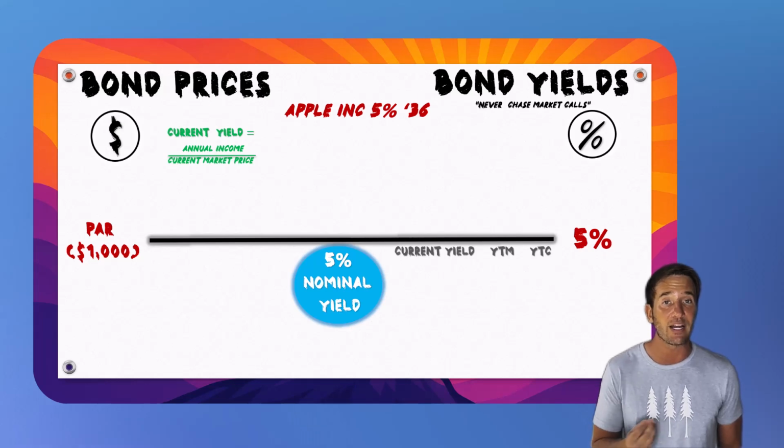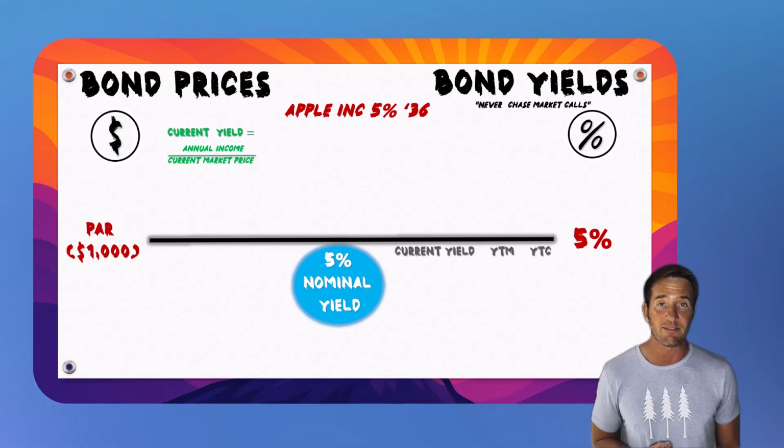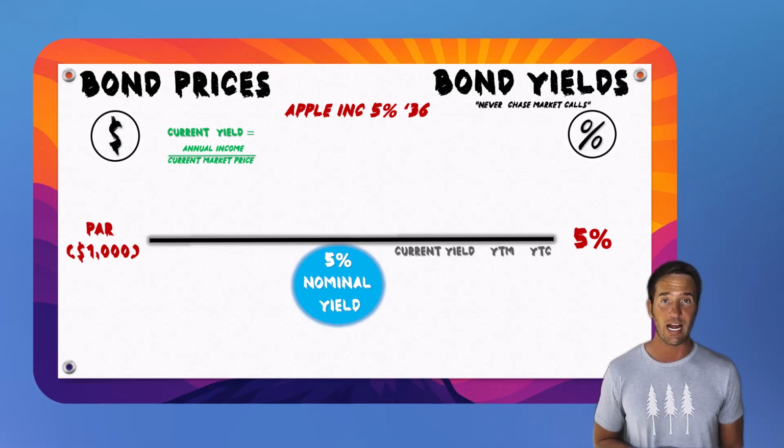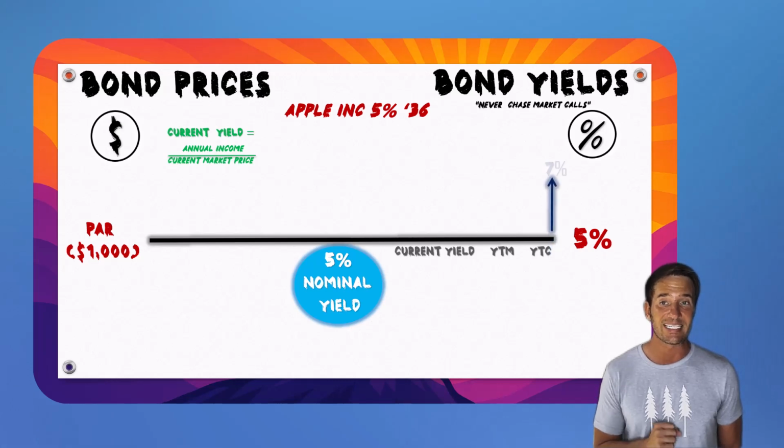They can buy brand new bonds from Apple at whatever current interest rates are at. So we need to figure out what our current interest rates are at. All right. So let's assume for the purpose of this example, current interest rates have risen. Let's say specifically they have risen to 7%.